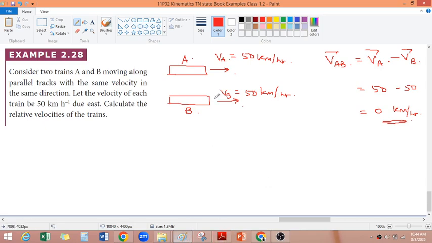And that's why if the train is going in the opposite direction, it will feel like you are going at a higher speed. Why? Because the relative velocity will become higher. 50 minus of minus 50, it will become 100.